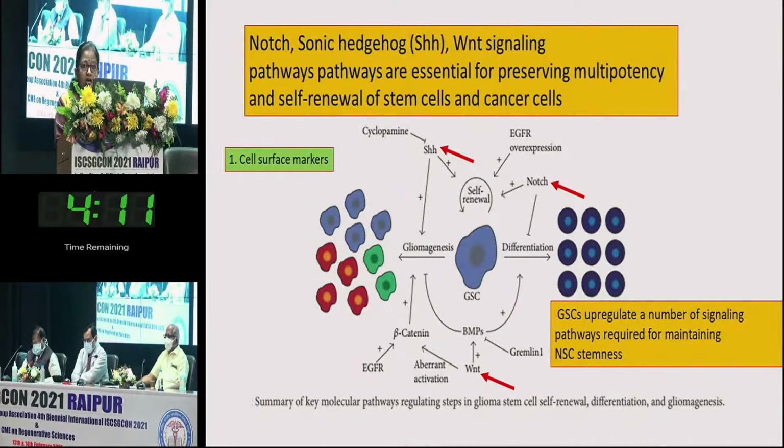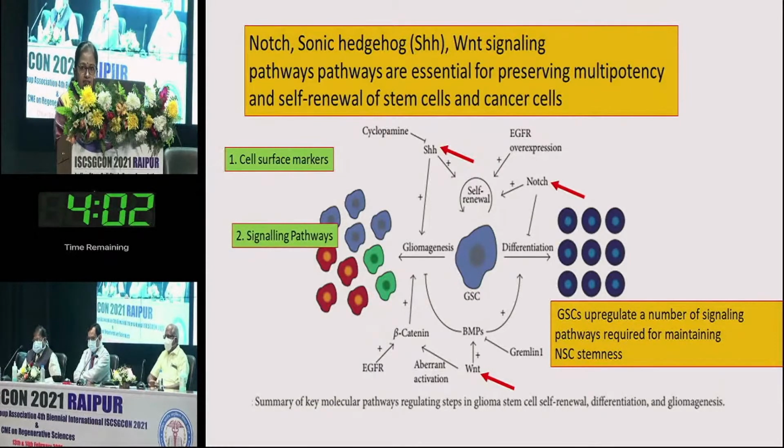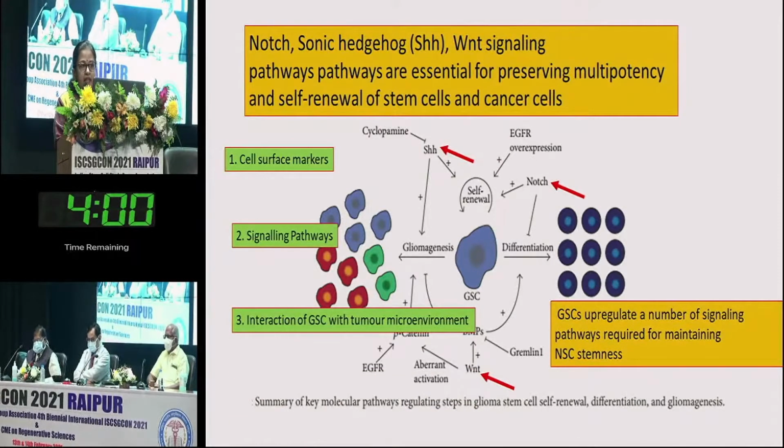So how do we target these tumors? How do we target these stem cells in glioblastomas? We can target them by targeting their cell surface markers, by targeting the signaling pathways, or by targeting the interaction of these stem cells with the tumor microenvironment so that they are not able to sustain.